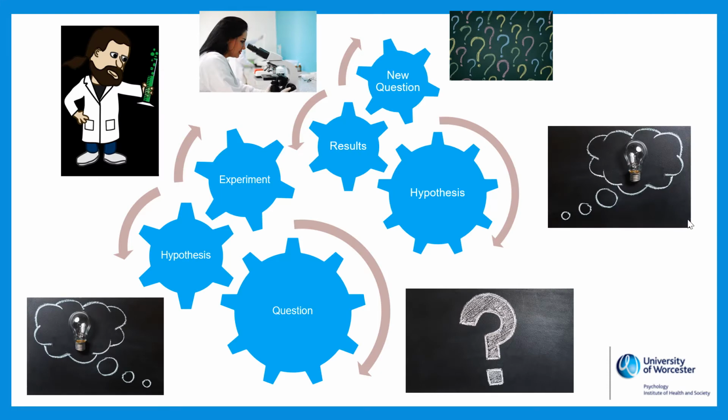These are different ways in which you can conduct scientific research. So if you look at the left-hand side, you could start off with a research question. So what are you wanting to investigate? You then move on to hypothesis. So what are you expecting to happen? You then run the experiment.